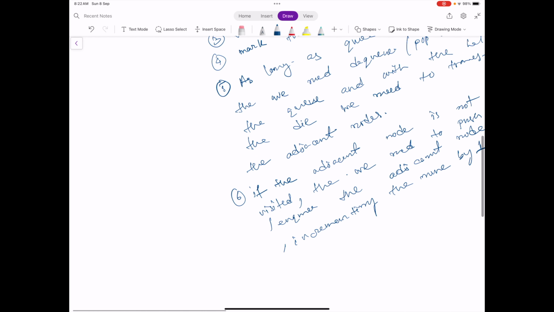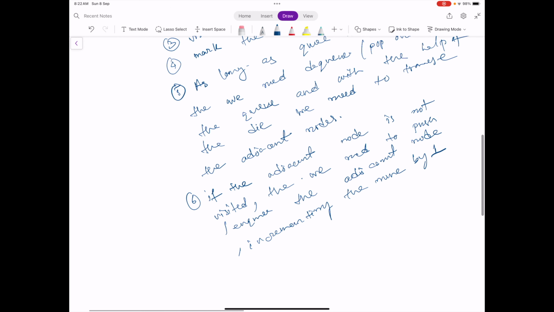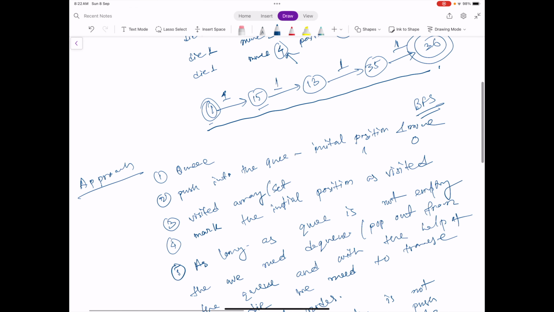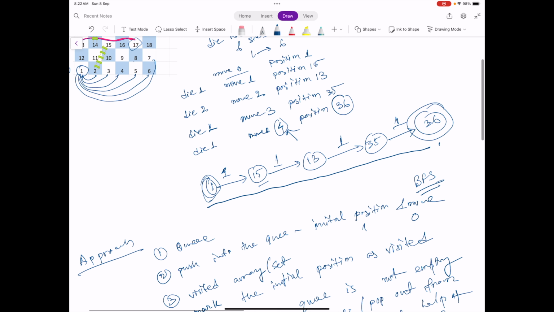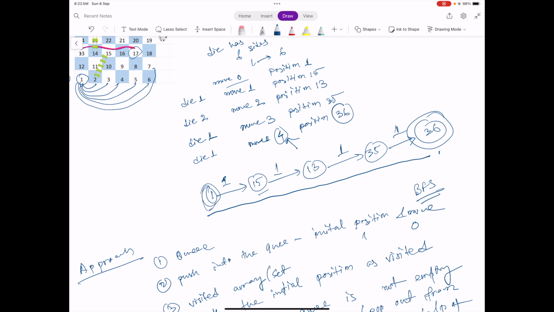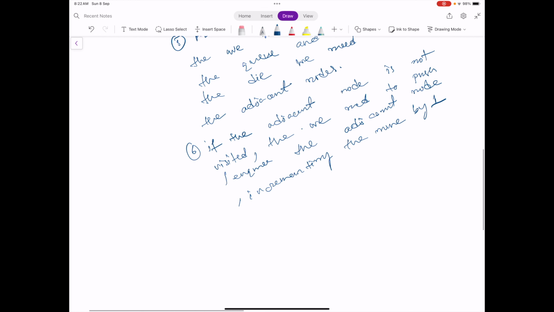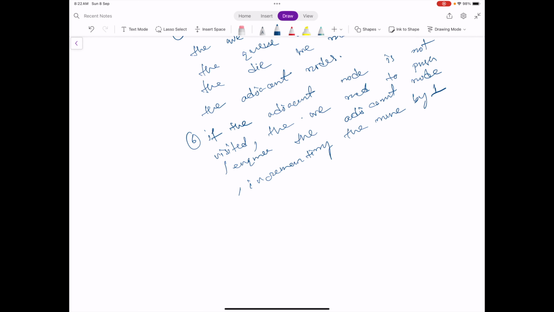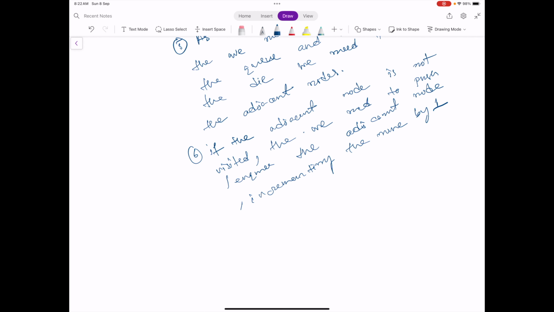So we are incrementing our move by 1. Initially our move was 0, so at the starting position our move was 0, and when we move to 15, our move is increased. So that's why, on the 6th step, if the adjacent node is not visited, then while pushing into the queue, we need to increment the move.